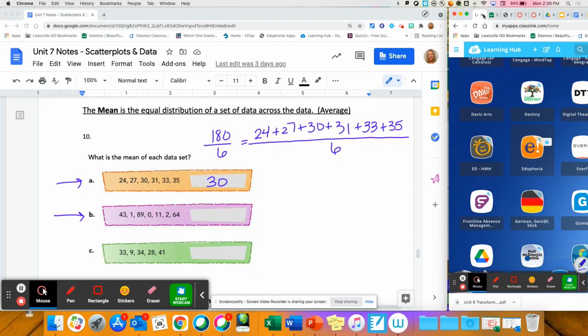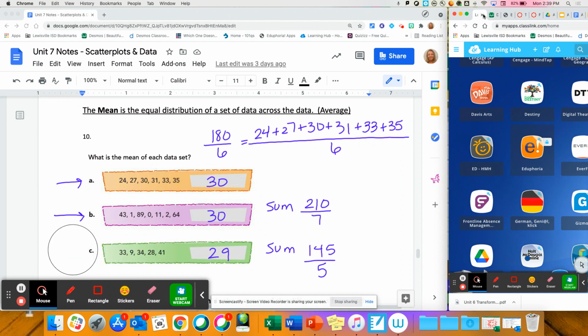For letter B, you should have found a sum of 210 and then divided that sum by 1, 2, 3, 4, 5, 6, 7, which would have given you a mean of also 30. Now pause the video and find the mean of C. For letter C, it had a sum of 145, and you would divide that sum of 145 by 5 pieces of data, and that gives you a mean of 29.